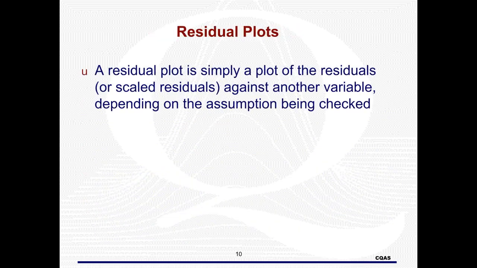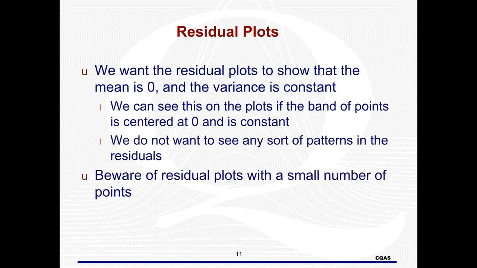A residual plot is just residuals plotted against something else: fitted values, factor levels, time order, or normal scores. The choice of what goes on the x-axis depends on which assumption we're checking. In a good residual plot, we want randomness. No patterns, constant spread, and centered at 0. Patterns mean structure, and structure means the model is missing something.